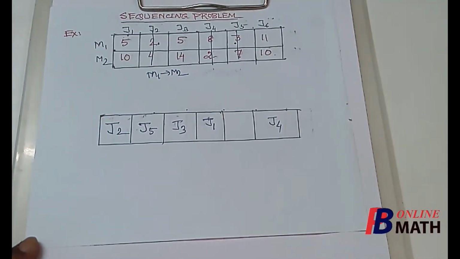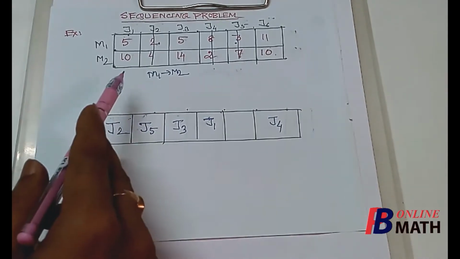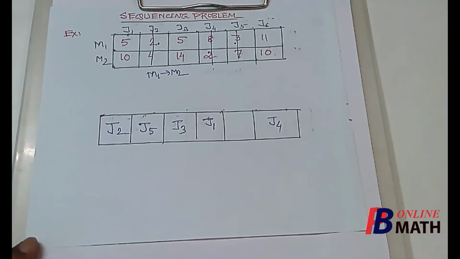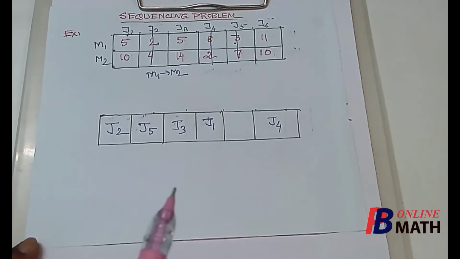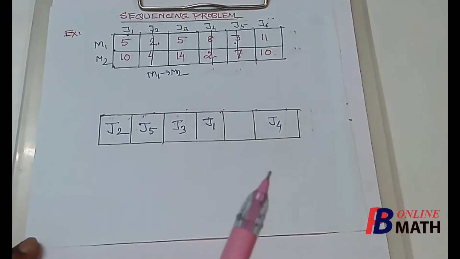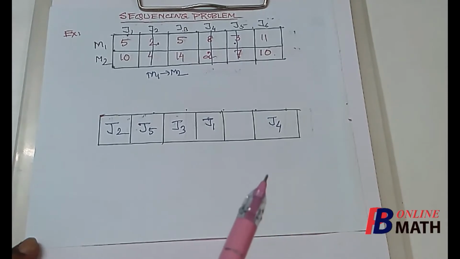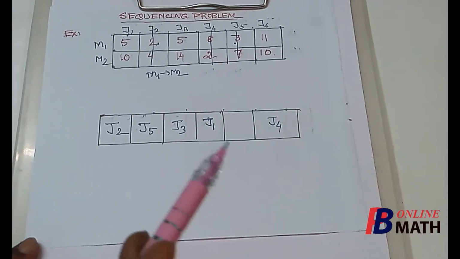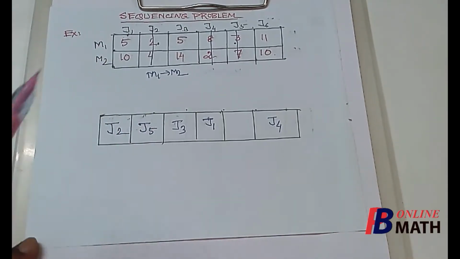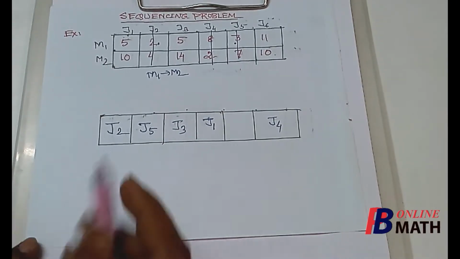Now it may happen that for some jobs there will be a tie in the second row. In that case we have to check the elements on the first row. If there is a tie between the elements of the second row, then by the rule both the jobs will be put last in the table, out of which we shall put first the job for which the corresponding element in the first row is minimum. So this is the rule.